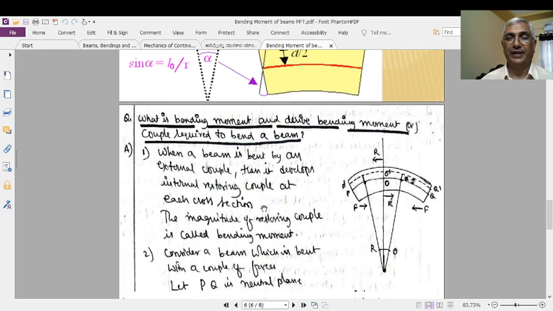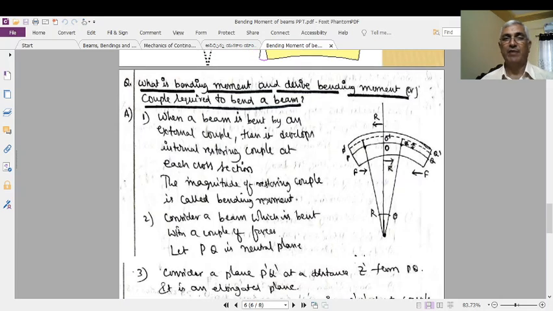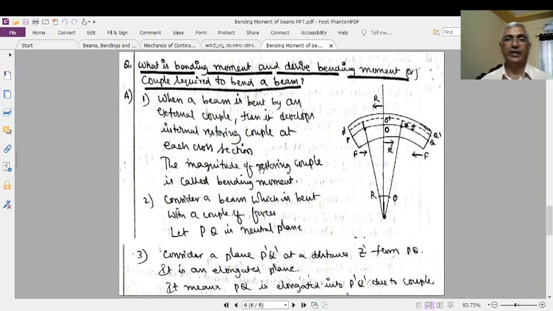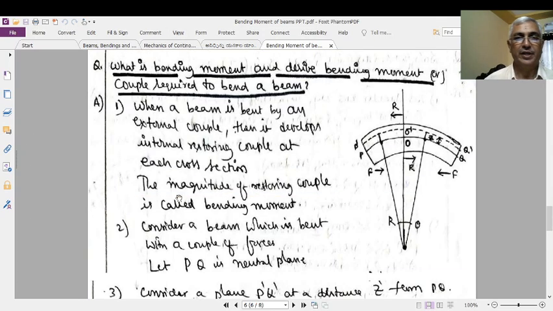Now, with the help of the strength of materials, we will derive the bending moment. The bending moment will be derived. We want to derive the bending moment by means of the strength of materials. Let this be the bent portion of the beam.